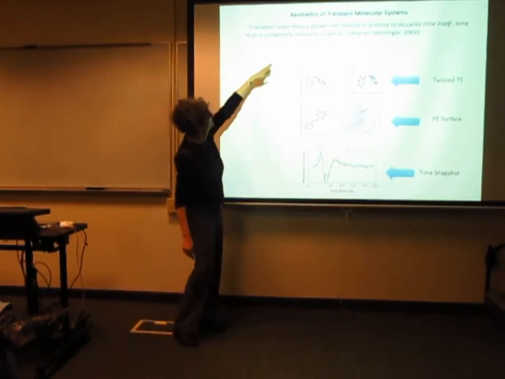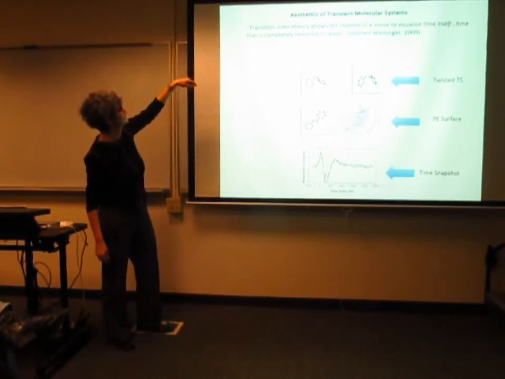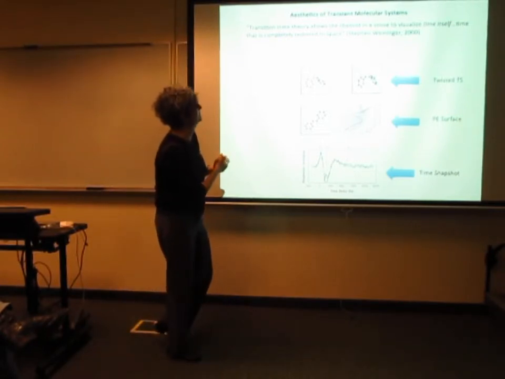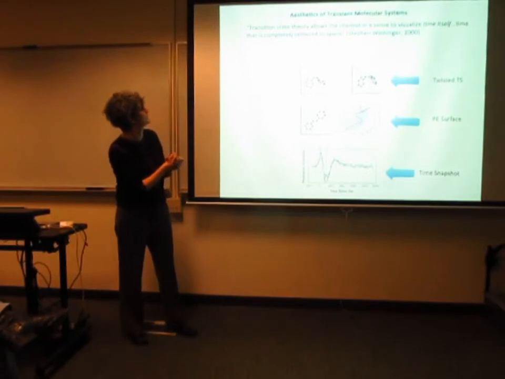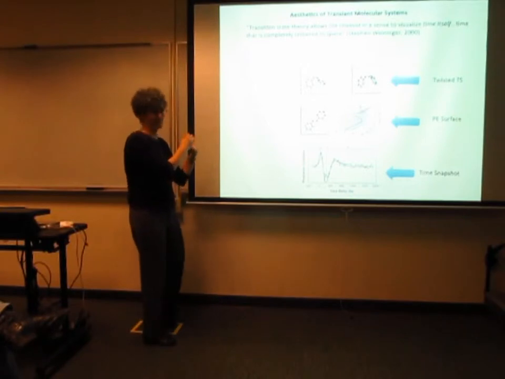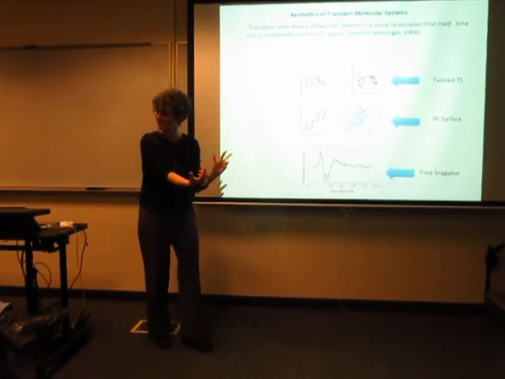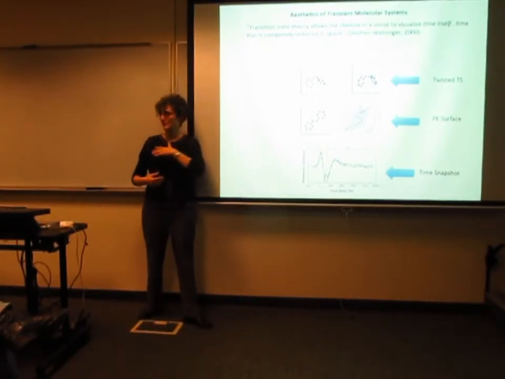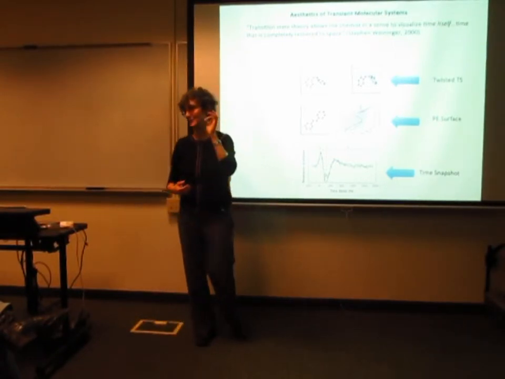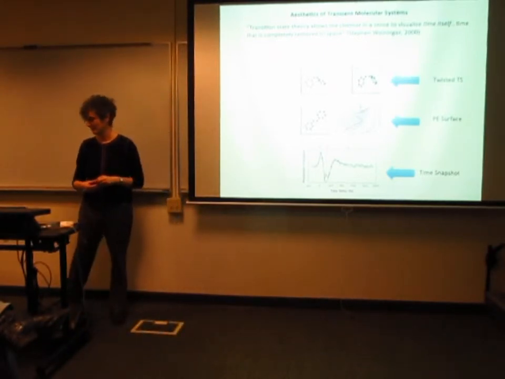And it says here, this is another philosopher of science, Stephen Weinberg, quite well-known, who says transition state theory, which is what this is all about, allows chemists, in a sense, to visualize time itself, time that is completely tethered to space. So, because we have things going from starting material to product, we essentially implicitly have time on these diagrams, and so it allows us to understand time. We also know explicitly that transition states exist for a femtosecond. So we know that information.